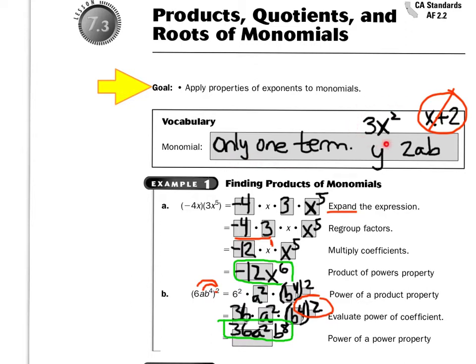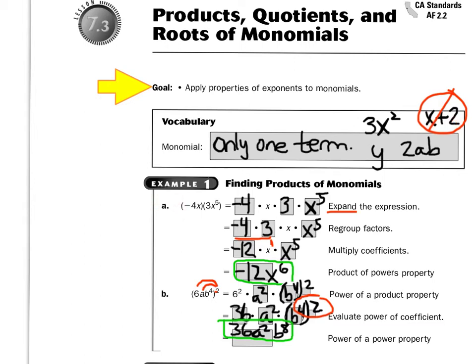So 3x to the second power is an example of a monomial. Just plain old y is an example of a monomial. 2ab is an example of a monomial. But take a look at this one. x plus 2 is not a monomial. This has two terms, so this would be a binomial.